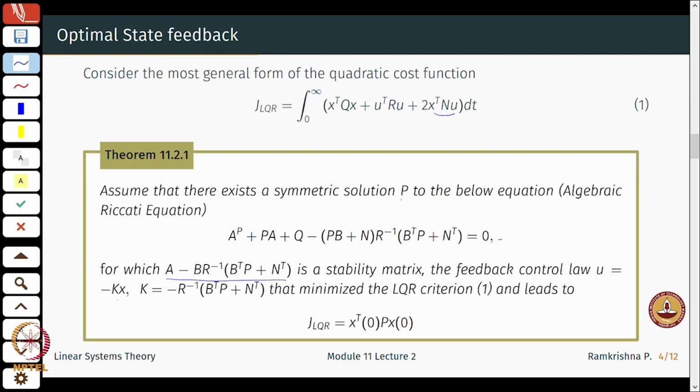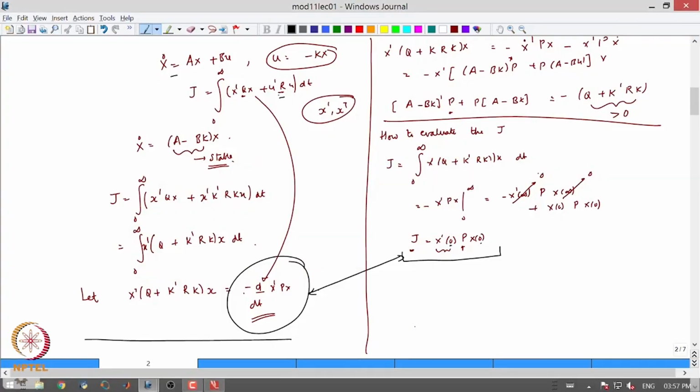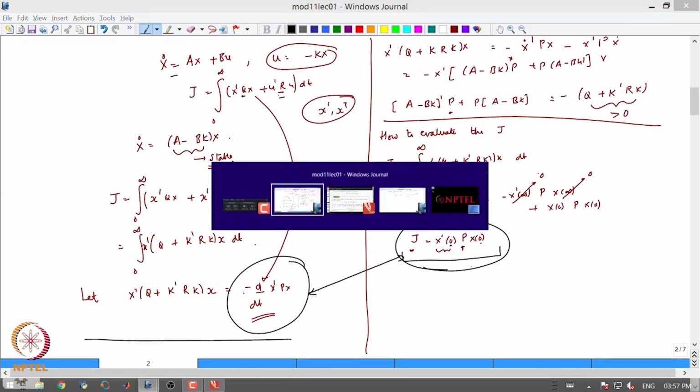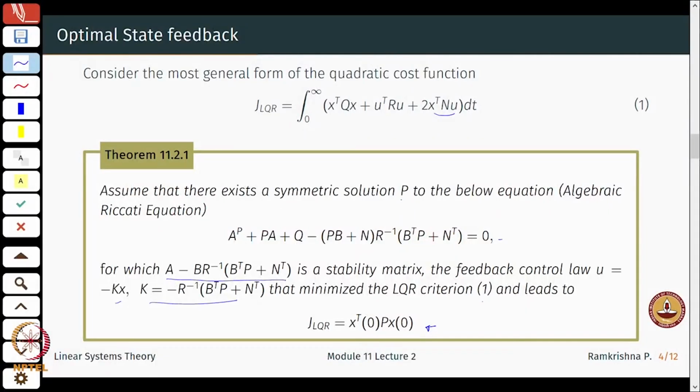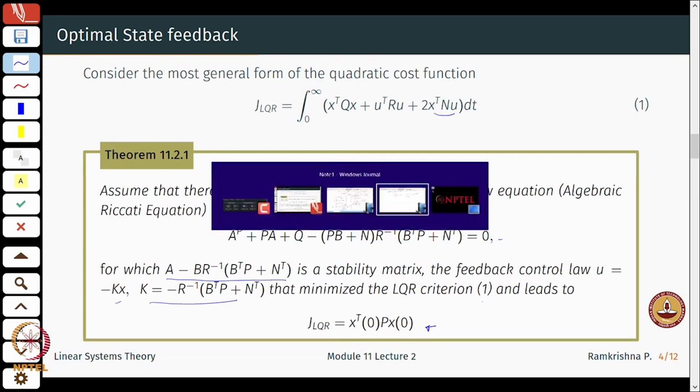The feedback control law u equal to minus kx, with this k, minimizes the LQR criterion 1 and leads to J_LQR of this form. Very similar to what was here, right. This was the J_LQR which we had derived, and we will just derive it from a slightly different point of view. So let's do quickly the proof of this, and it will turn out that it's not really difficult to understand or even interpret.